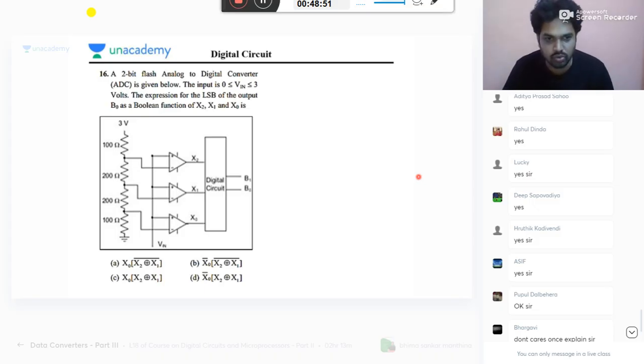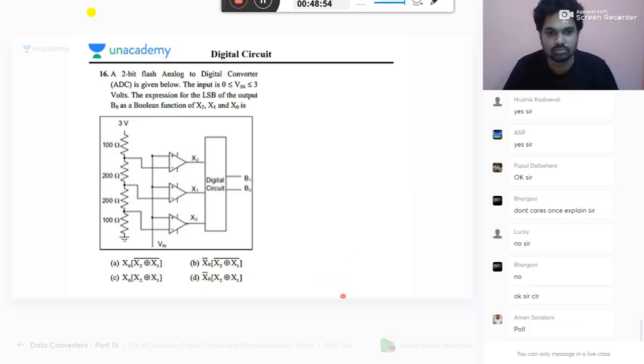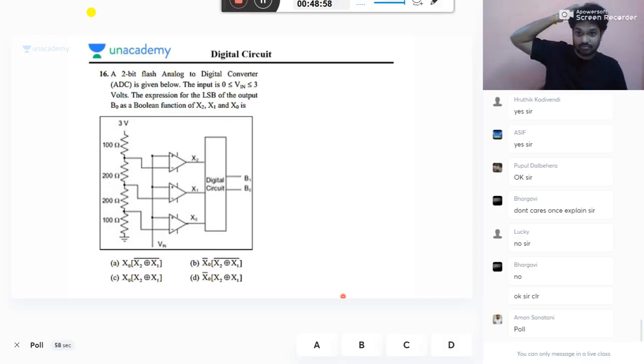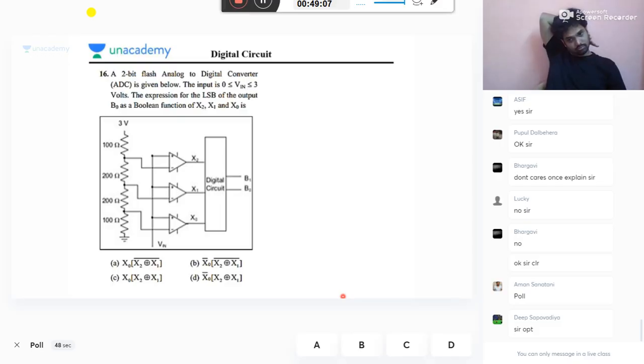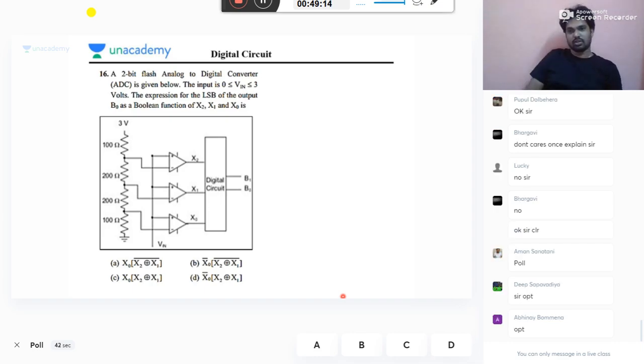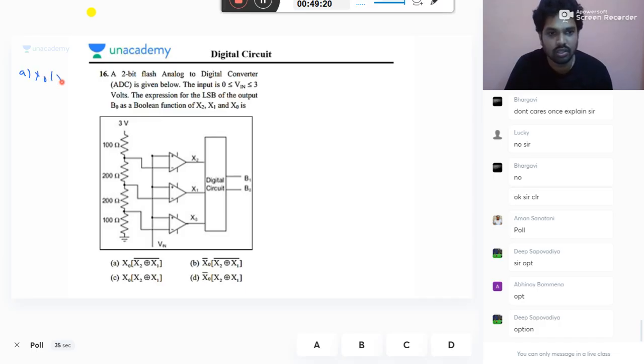Right, guys, start the poll. What time shall I give you? Option A is x naught into x2 x naught x1. Option B is x naught bar x2 x naught x1. Option C is x naught into x2 XOR x1. Next.